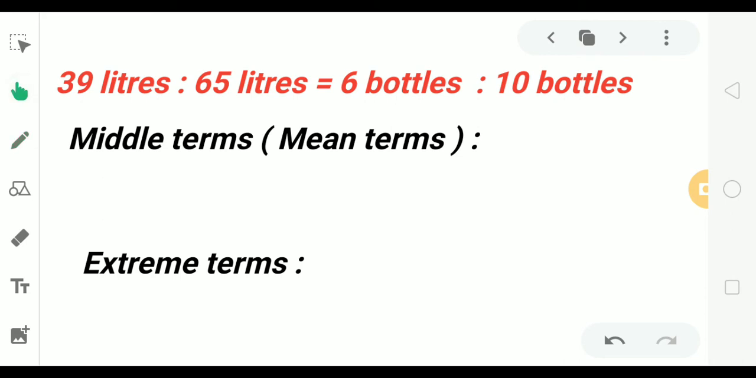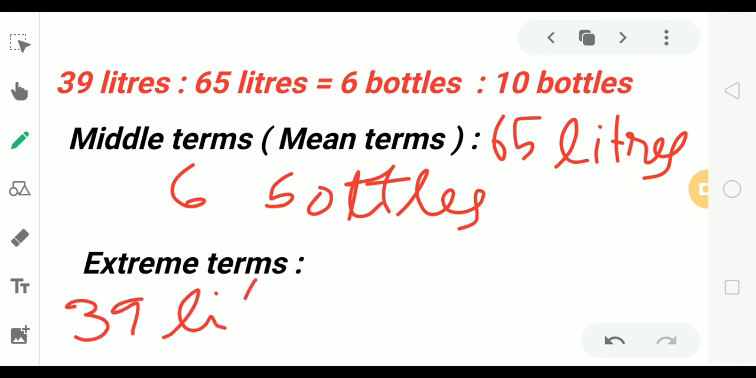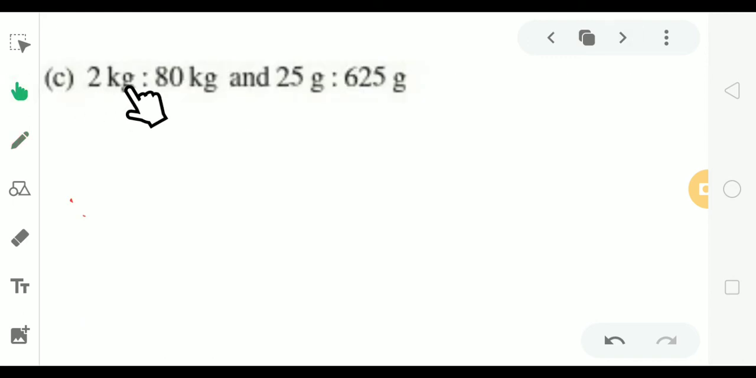Now we have to write the middle terms. Middle terms are also called the mean terms. So the middle terms are 65 liters and 6 bottles. Then the extreme terms are 39 liters and 10 bottles.